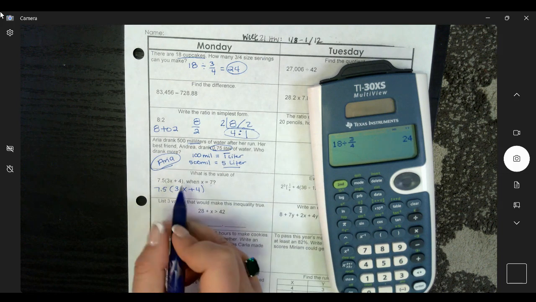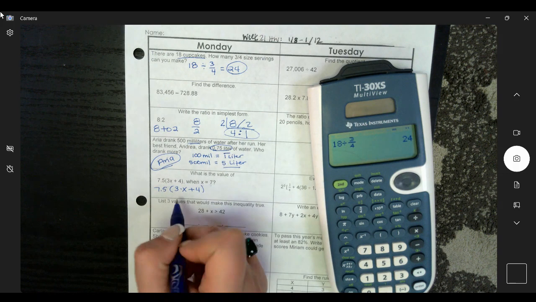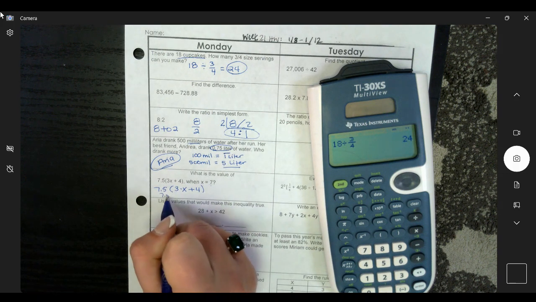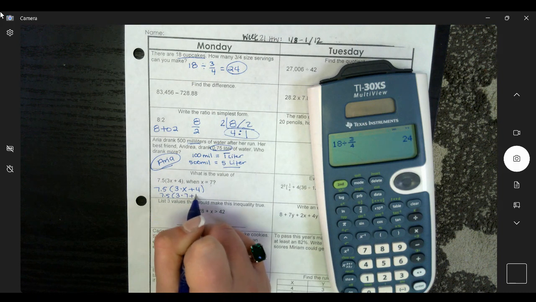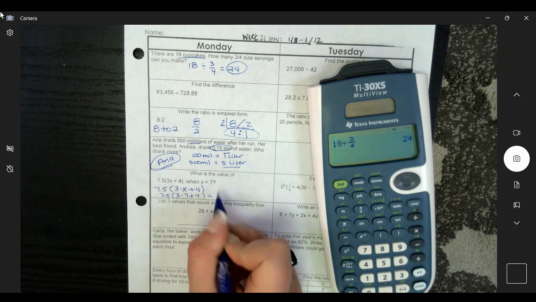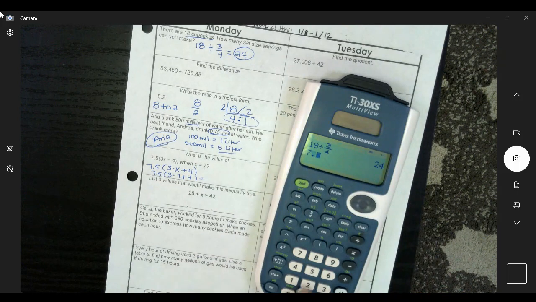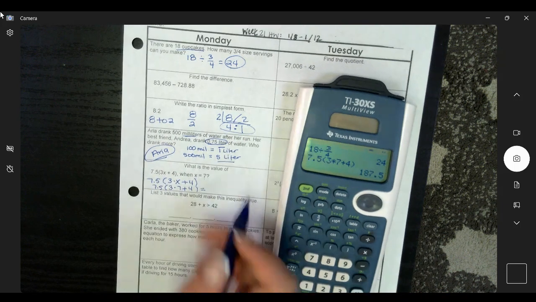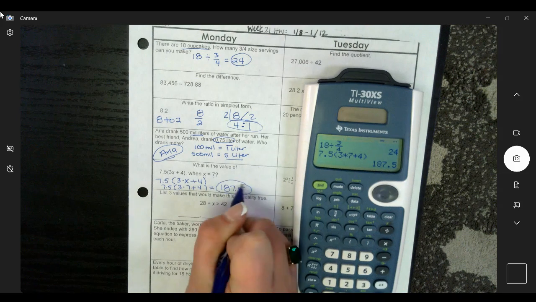Okay? And now we can go in here and we can replace that x with a 7. So I can rewrite it times 3 times 7 plus 4. And I can follow order of operations to solve this. But if you wrote this out like this for me, then I'm going to let you just put it in your calculator exactly the way you found it or the way you wrote it. And when we multiply that out, we get 187 and 5/10.